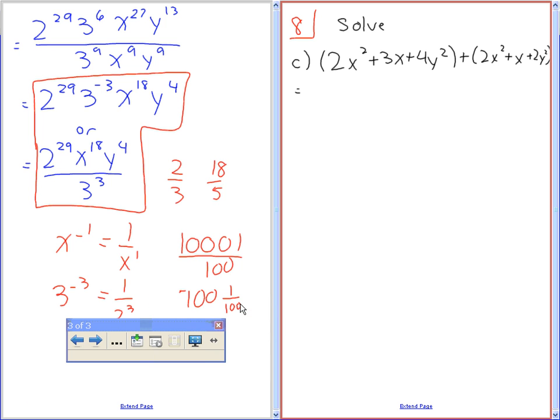Is bring all the like terms together. So I'm just going to write this as 2x squared combines with 2x squared, 3x combines with x, and y squareds go with y squareds. Okay, so you see what I did there, right? The x squareds I wrote together, the x's I wrote together, the y's I wrote together.